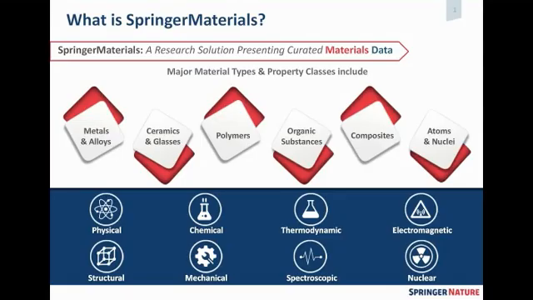Springer Materials is a research solution presenting curated materials property data. The platform covers many major classes of materials, like metals and alloys, polymers, and composites. Key property types include physical and chemical properties, material structures, and spectroscopic data.